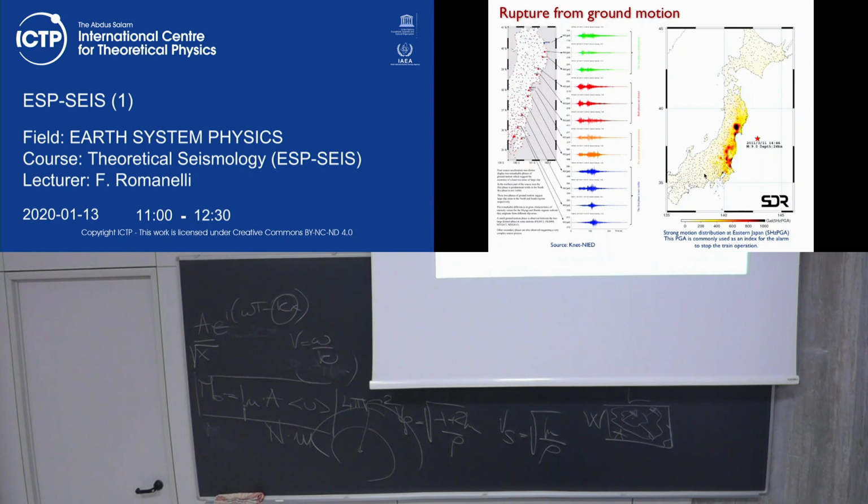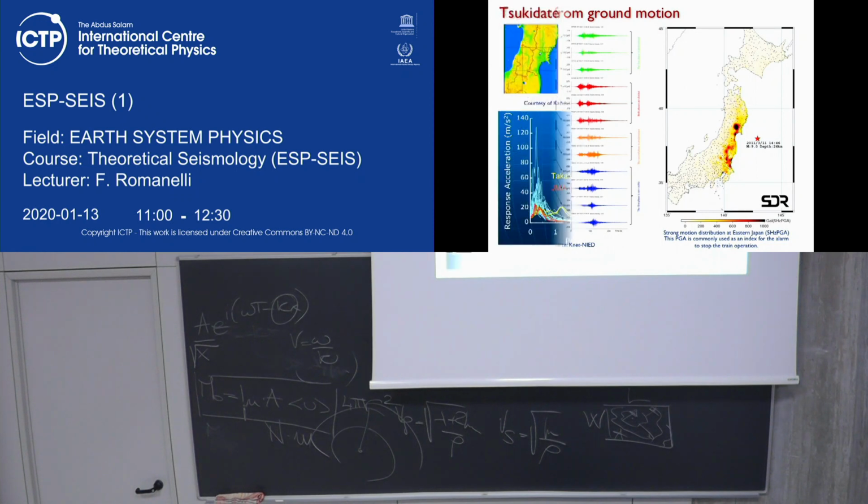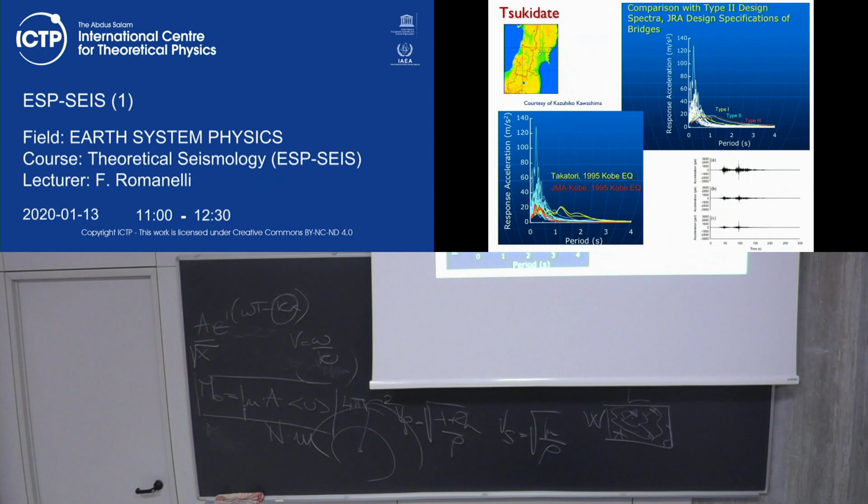High frequencies are attenuated much more than long periods. And you see it's much more patchy here. You can call it a sort of strong motion hazard map. And actually PGA is one of the key parameters that was traditionally used in seismic hazard assessment. Just a glance about this.